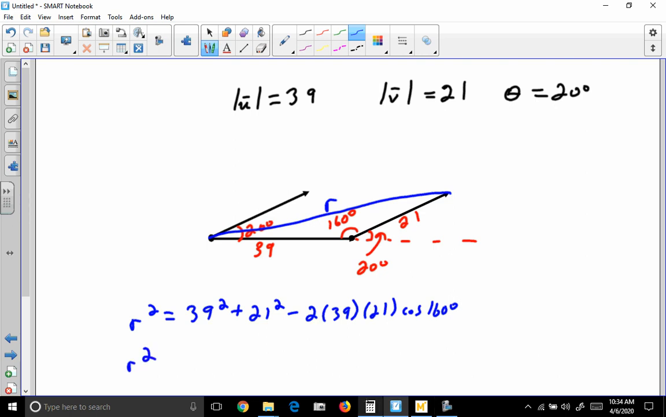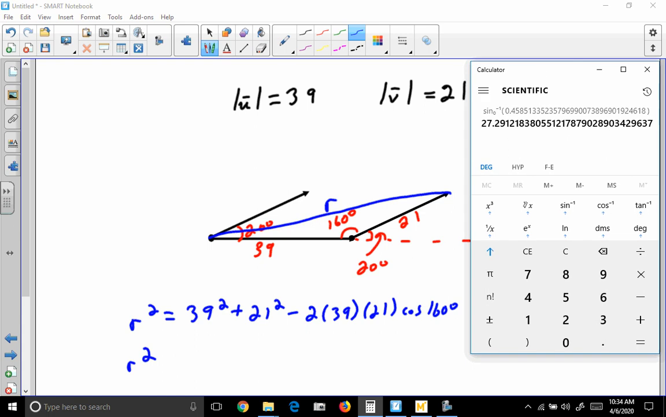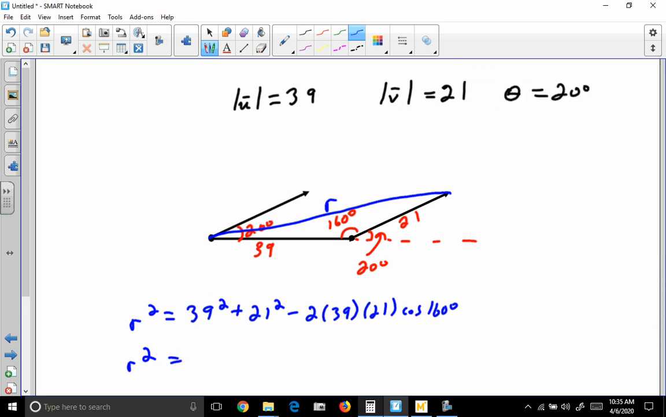So real quickly, 39 squared plus 21 squared minus, and I'm going to put this in parentheses, I'm doing 2 times this times this times that. So minus 2 times 39 times 21 times cosine 160. When I close the parentheses, that gives us the result of that. So 3501 is what that should come out to be.